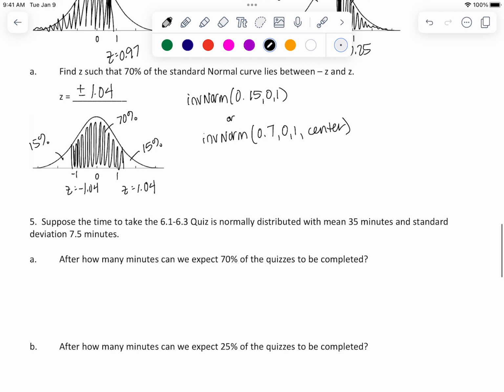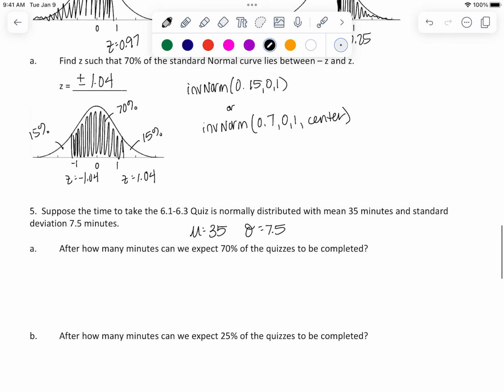Okay, suppose the time to take the 6.1 to 6.3 quiz is normally distributed with a mean of 35 minutes and standard deviation 7.5 minutes. So mu is 35, sigma is 7.5. After how many minutes can we expect 70% of the quizzes to be completed? So that means that our first 70% is done. So if we were to draw this on a standard normal curve, we'd be looking at all the way to the left here. This is 70% is completed. And so we're looking for that x value.